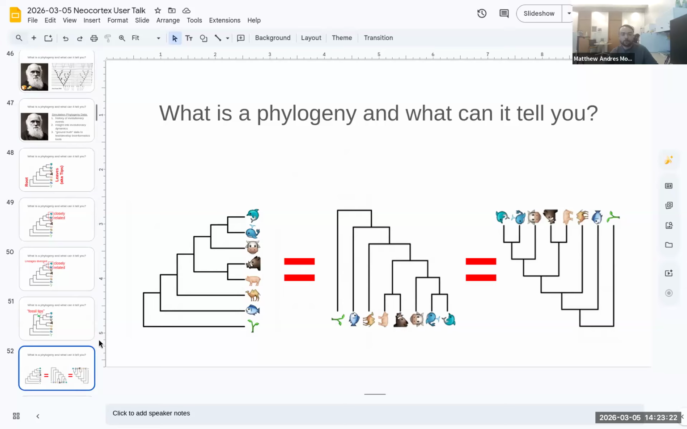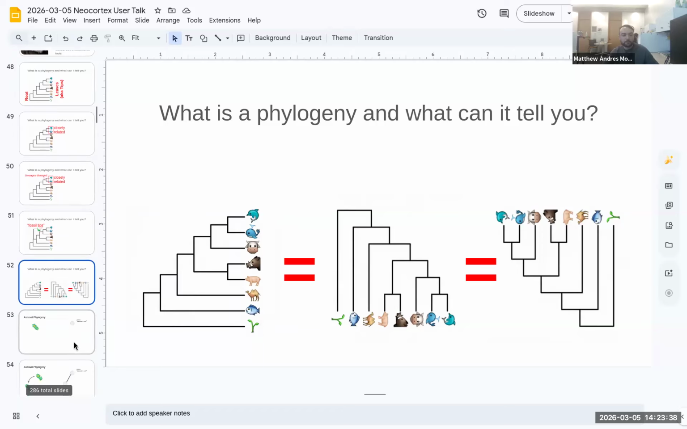Another tricky thing about phylogenies is that there's many, many ways to draw them and orient them. And so the strategy that you'll want to use to read a phylogeny is to try to identify where the tips are, figure out where the root is, and then orient yourself that way.